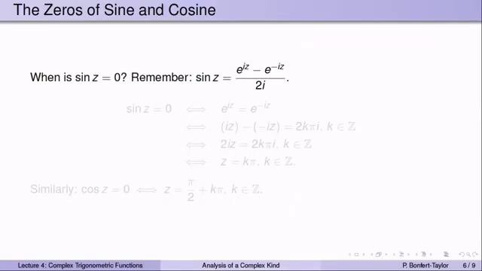What are the zeros of the sine function? We know the zeros of the real valued sine function. The real valued sine function looks something like this. It goes through the origin and is equal to 0 at pi, 2 pi, 3 pi, and so forth, negative pi, and so forth. Are there additional zeros now that we've extended this function to the complex plane?